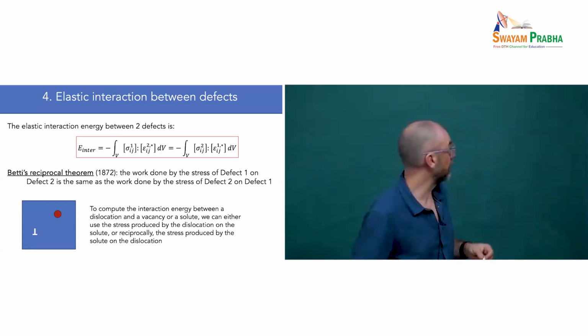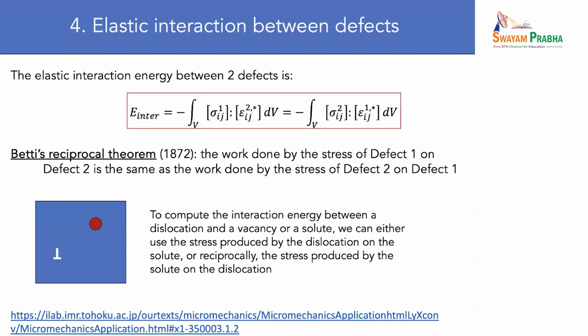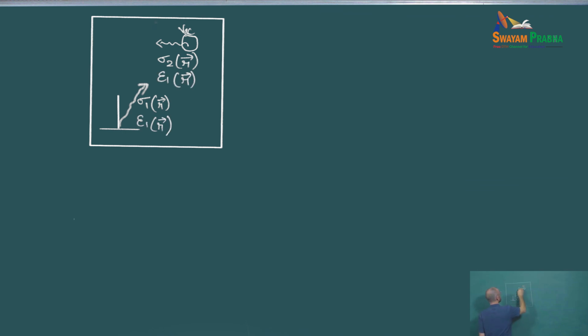I won't go into the math here, but you can show that, for example, imagine in my medium, I have a dislocation. The dislocation will create a stress field sigma 1 of r. And then I also suppose I have a vacancy here that will create another stress field and a strain field.